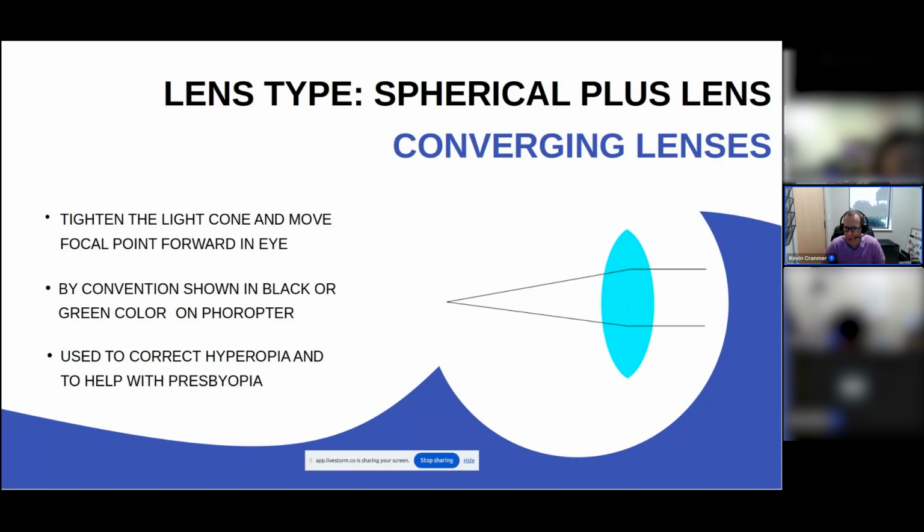The first type of lens that we'll talk about is the converging lens, or plus lens, and it's called a plus lens just by convention. The lenses that are plus lenses are always lettered in either black or green. You don't see green too much, but mostly black. And they'll say on the lens a plus and then a number, +1 or +1.5, +3.75 or something like that. And on the phoropter, they're also black. And they're used to correct hyperopia, and also to help with presbyopia, because they converge the light in the eye.